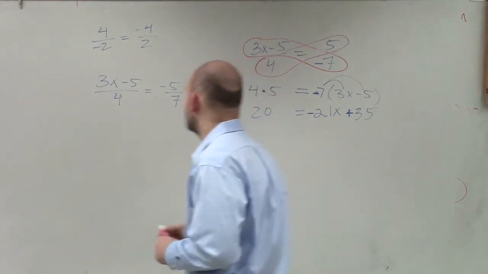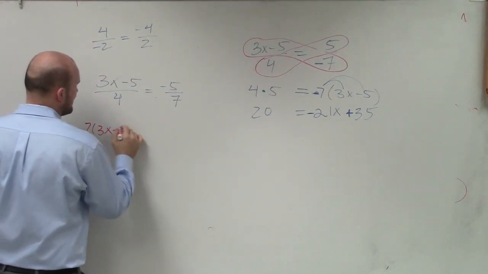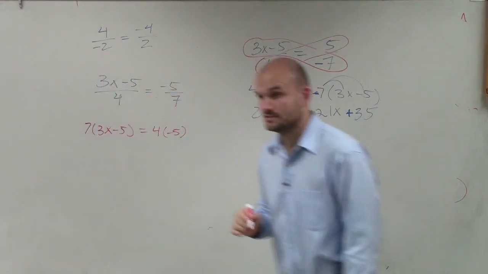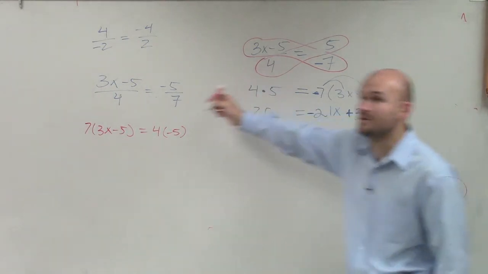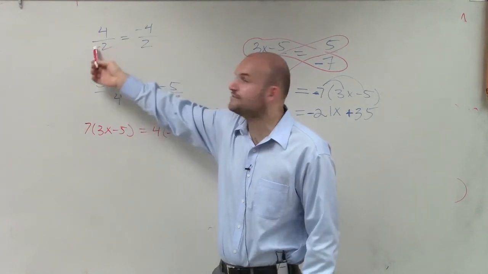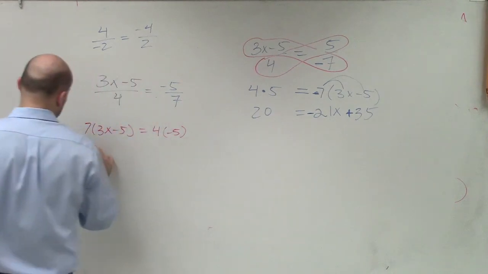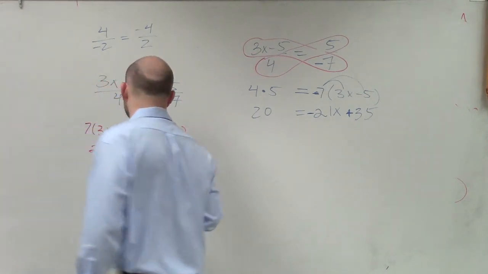OK? So I cross multiply. So I have 7 times 3x minus 5 equals 4 times negative 5. Correct? And here, I'm multiplying by negative 7. All right? Because as I mentioned, it doesn't matter if your numerator's negative or if your denominator's the one that's negative. So now I have 21x minus 35 equals negative 20.